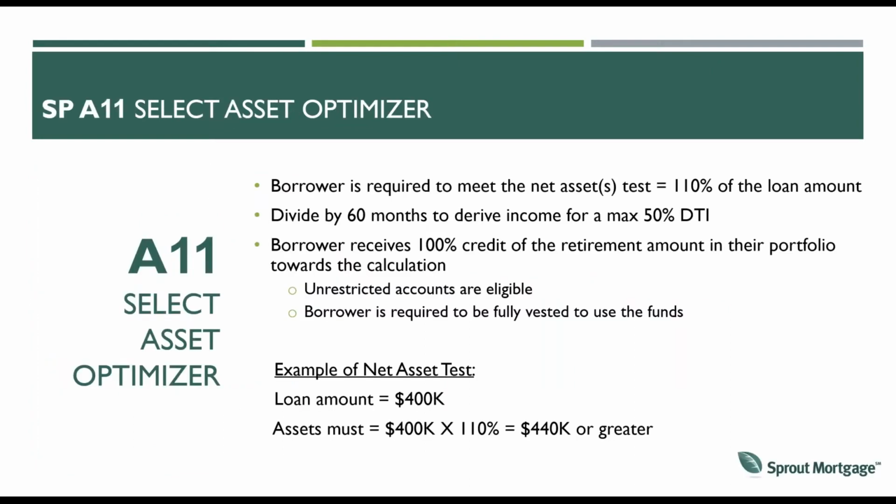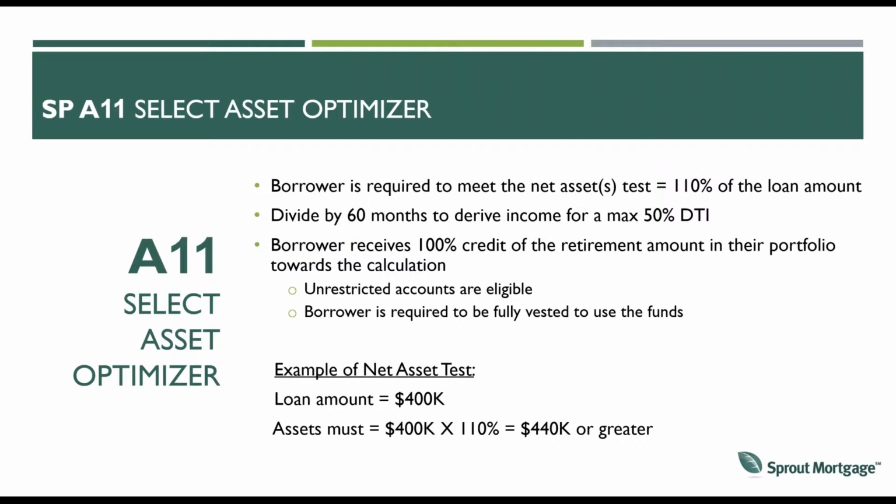So the borrower is required to meet the net asset test of 110% of the loan amount. You'll then divide that by 60 months to derive the income for a max 50% DTI. And then the borrower receives 100% credit of the retirement account in their portfolio towards the calculation. Unrestricted accounts are eligible, and the borrower is required to be fully vested to use the funds.